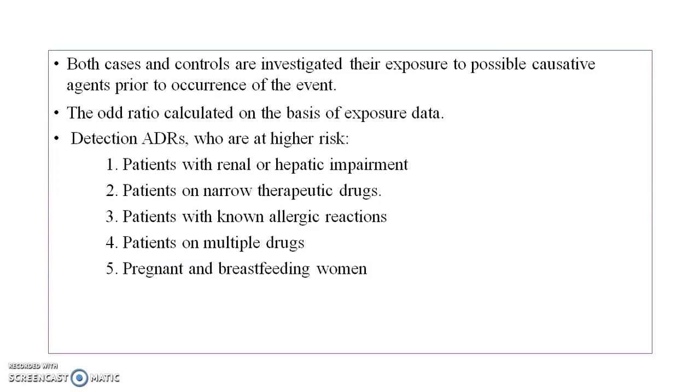Then we have to detect patients who are at a higher risk of ADRs. Some patients are at very high risk of developing ADRs. For example, patients with renal and hepatic impairment, patients who are on narrow therapeutic index drugs, patients with known allergic reactions, patients who are on multiple drugs, and patients who are breastfeeding or pregnant women are at very high risk. So it is one's duty to identify patients who are on polypharmacy, also to detect ADRs.